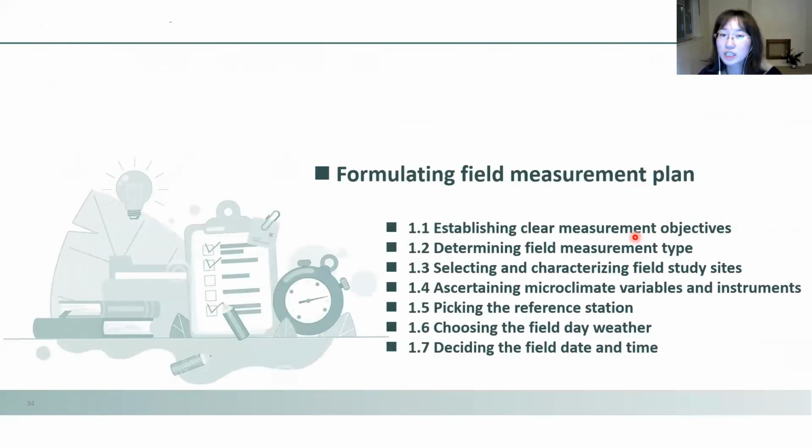So in this section, I talk about formulating field measurement plan, and I introduce how to clear your measurement objectives, how to determine your field measurement type, and we also talk about the field study site, the microclimate variables and instrument. I also introduce how to choose the field day weather, date, and time.